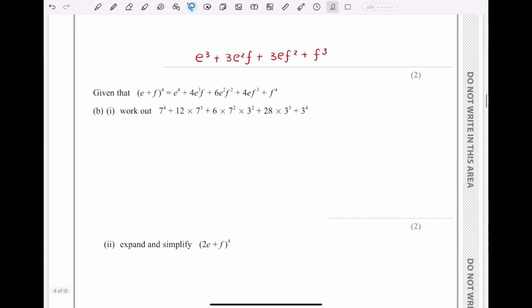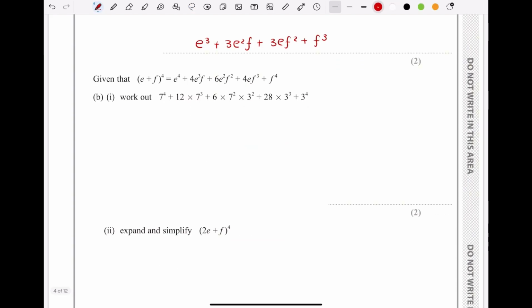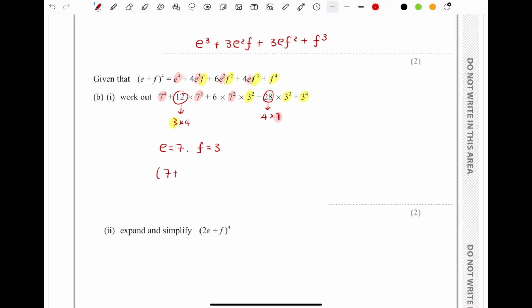Moving on to the next part, we are given the expansion of (e plus f) to the power of 4. We are asked to work out this calculation. So by comparing the letters and the numbers, we know that e is 7 and f is 3. So this is the expansion of (7 plus 3) to the power of 4, which is 10 to the power of 4.